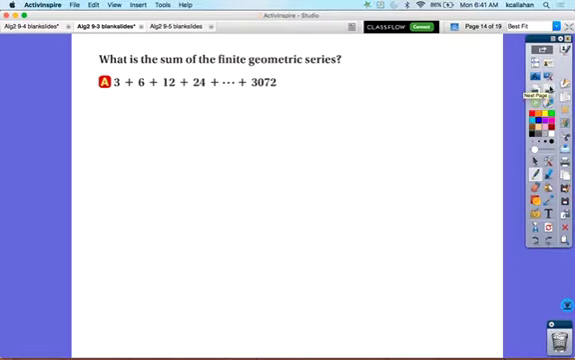Okay, so let's see, our formula is Sn equals a1 times 1 minus r to the n divided by 1 minus r. Let's see the things that we know from looking at this. Well, we know what the first term is. We know what the r is. And we don't know the number of terms.